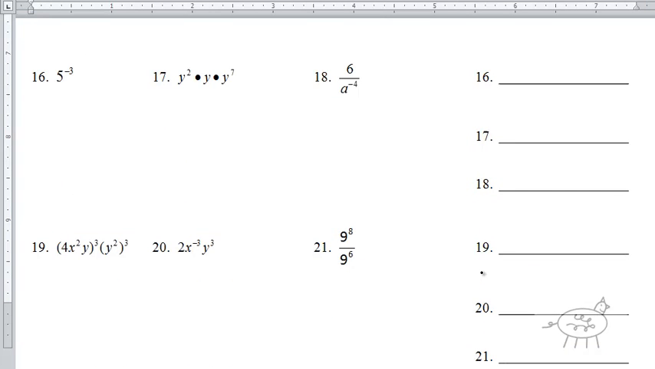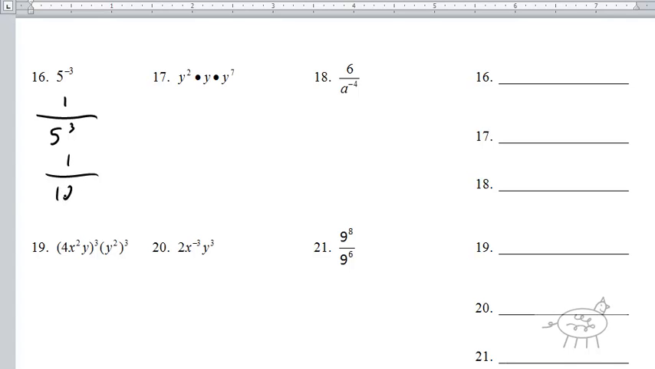5 to the negative 3. Once again, it's 1 over 5 cubed. And what's 5 cubed? Put it in your calculator, it's 125. So that's my answer, 1 over 125.